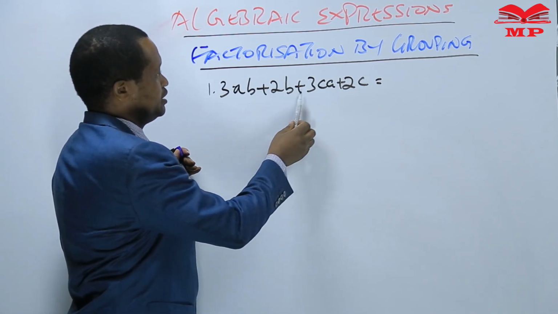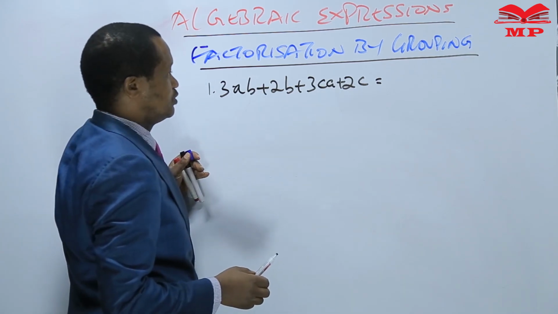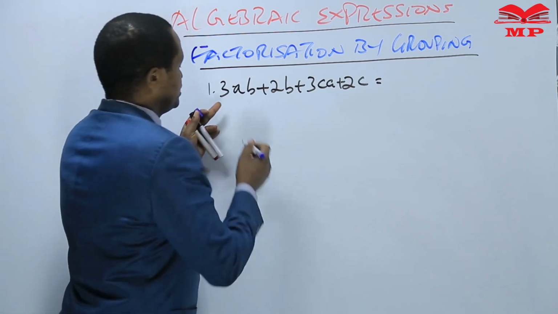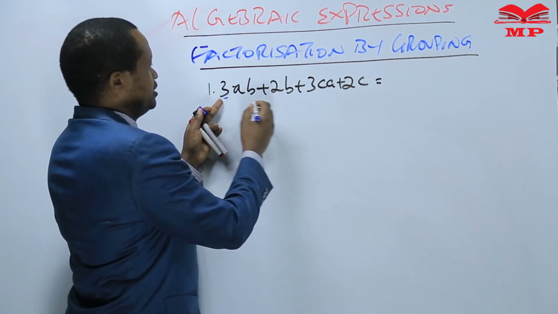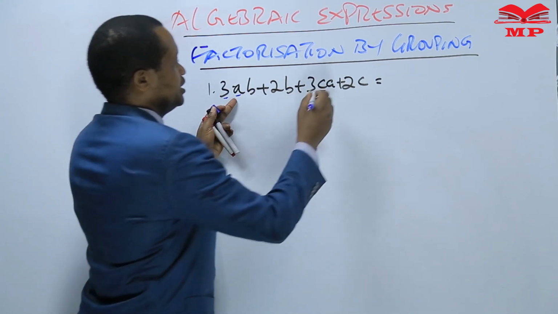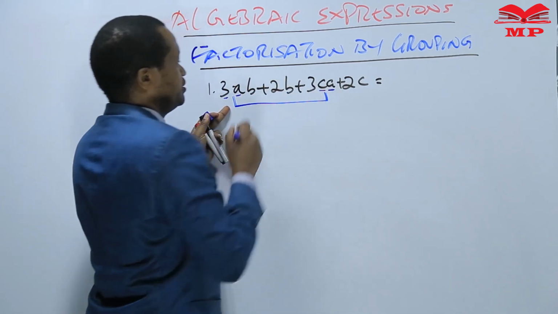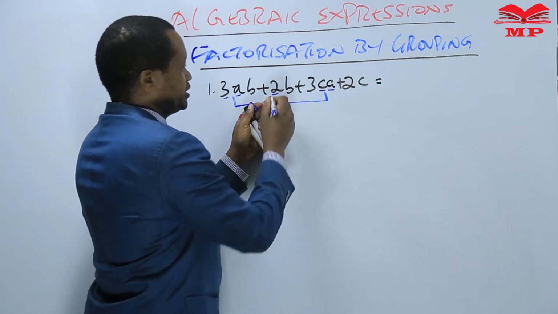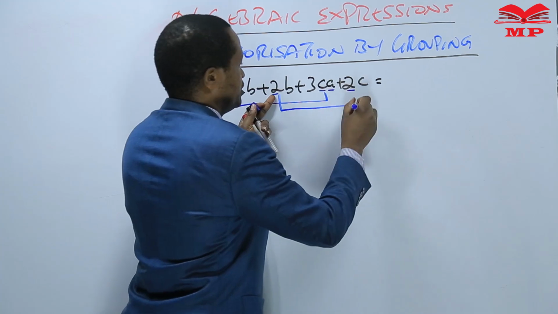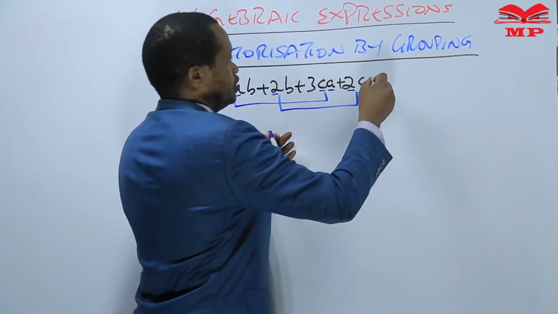ab, b, c, a, c. There are no common factors, but we can group. I can see 3 is appearing here, and it is also appearing there. A is appearing in the first term, and A is also appearing there. So these can be grouped. Then I can see 2 appears here, 2 also appears there. So these 2 can also be grouped, so that we factorize through grouping.